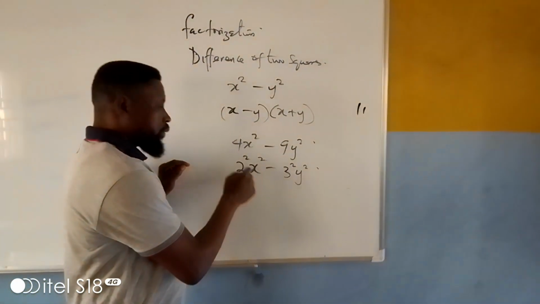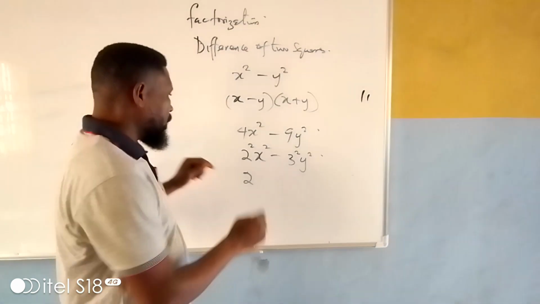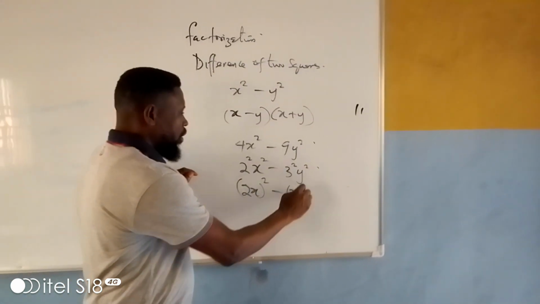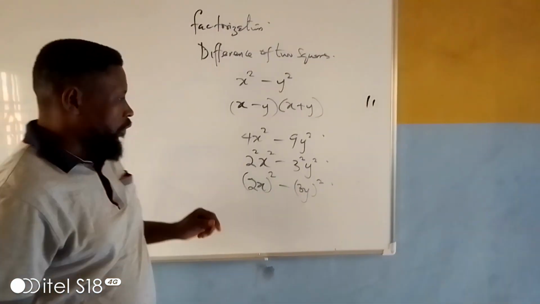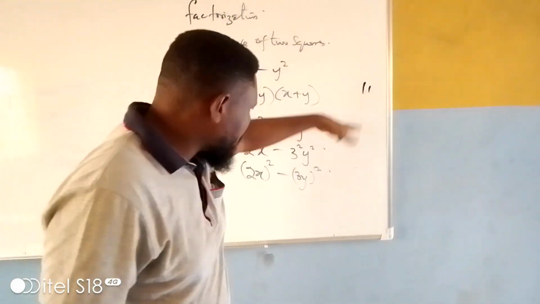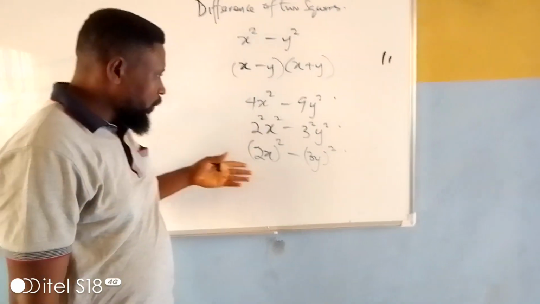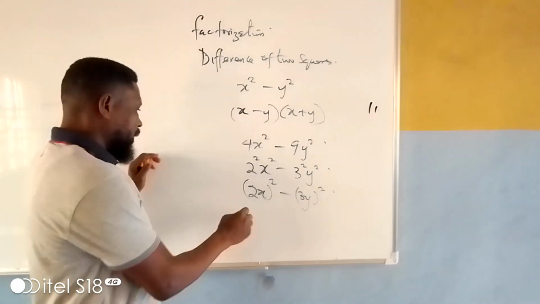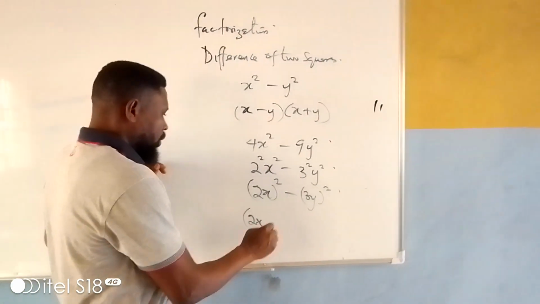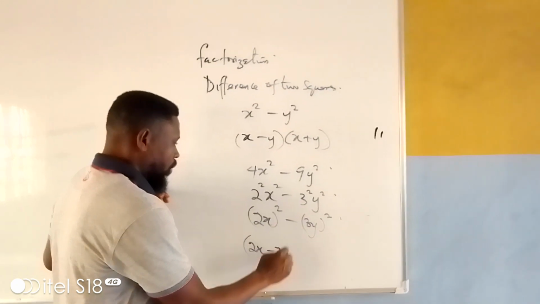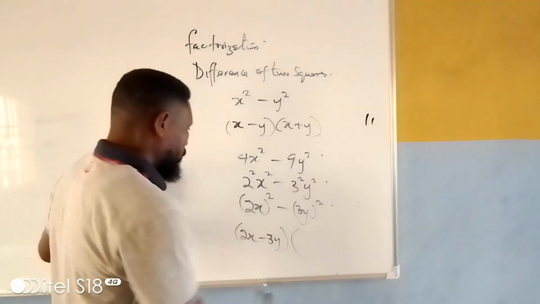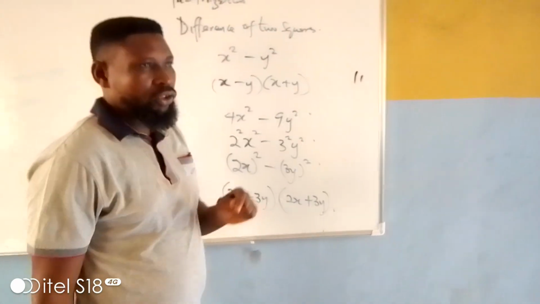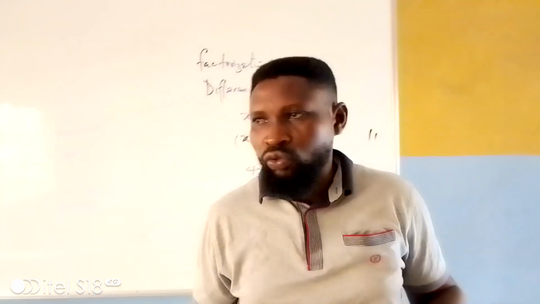Now, this expression can also be written as 2x all squared minus 3y all squared. Of course, you have broken this expression down in the form of difference of two squares. Then it can now be expressed as 2x minus 3y bracket open and close 2x plus 3y. So that is all about difference of two squares.